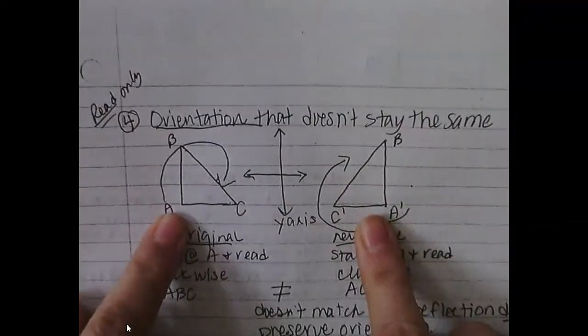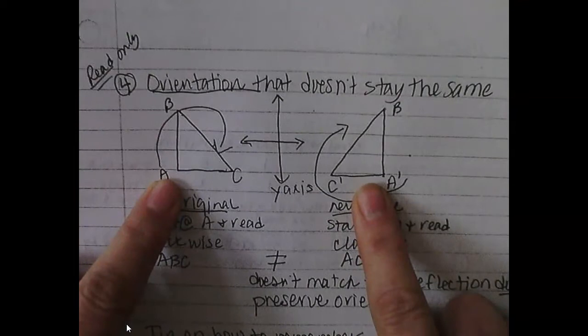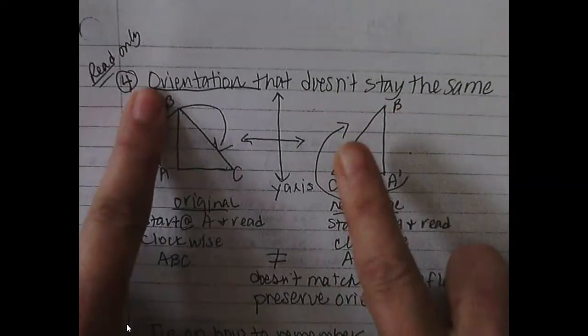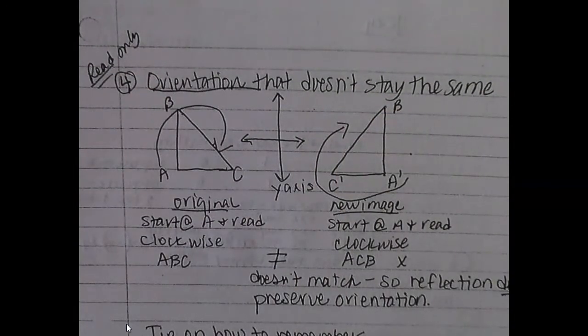Question 4. If you reflect it, let me scoot down for you. If you reflect it, it doesn't stay the same. Because look, here's A. That's ABC. Now find A and play the clock. ACB. So orientation fails on reflection.